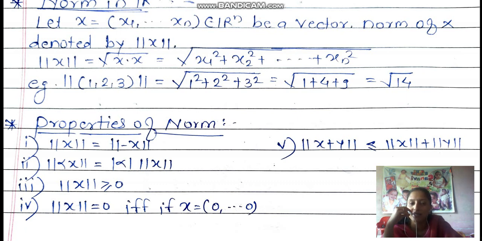Norm of alpha x is equal to mod alpha into norm x. Third one is norm x is greater than or equal to 0. Fourth one is norm x is equal to 0 if and only if the vector x is equal to 0. Fifth one, norm of x plus y is less than or equal to norm x plus norm y. Now we have to prove all these properties.